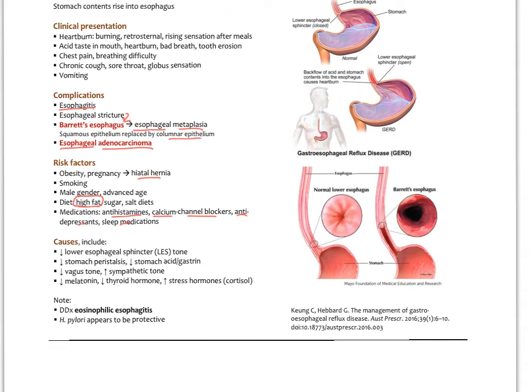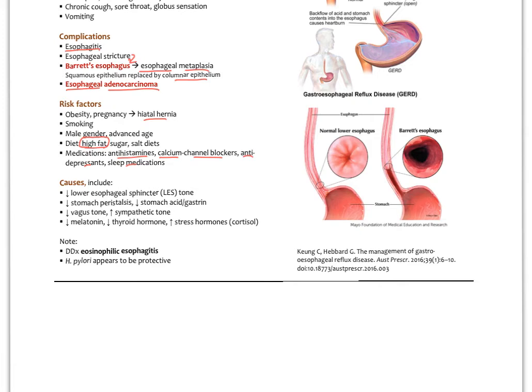So the causes would include, again, the lower esophageal sphincter tone. We have decreased stomach peristalsis with decreased acid secretion in a number of patients, not all of them. I would just estimate about 80% of the patients I see with chronic GERD actually have normal to low stomach acid, versus about 20% who actually have elevated stomach acid.